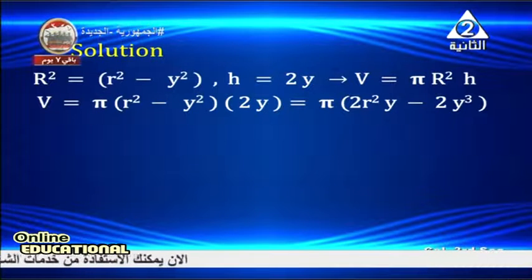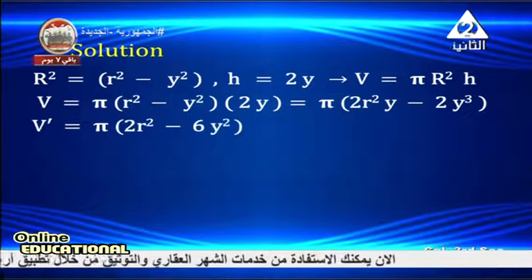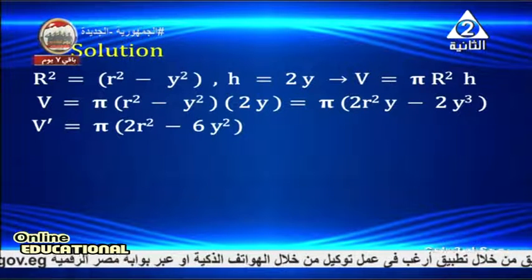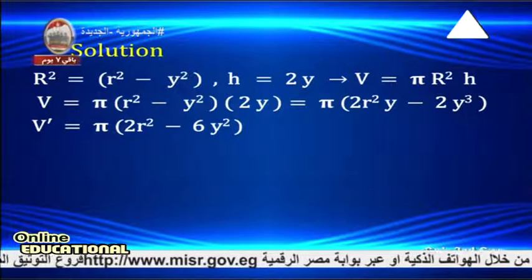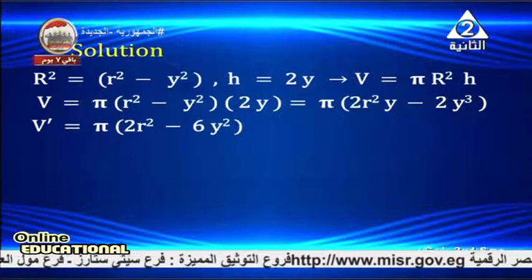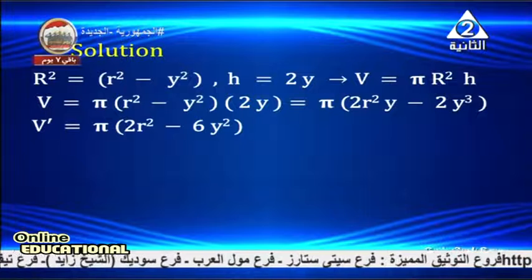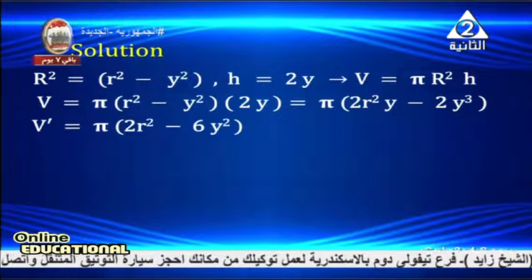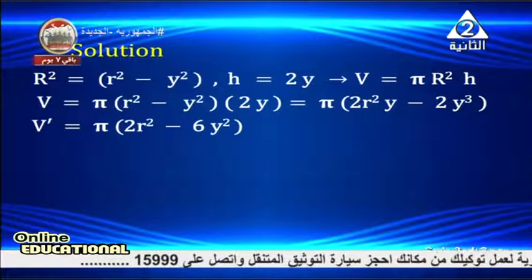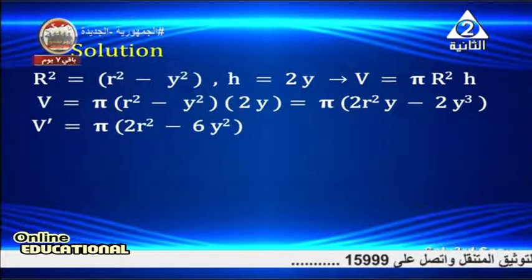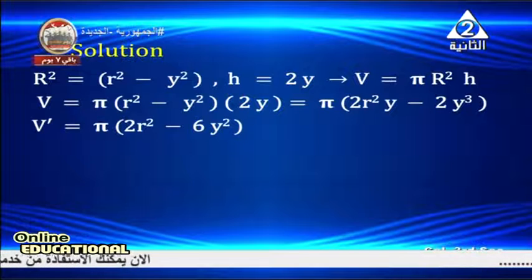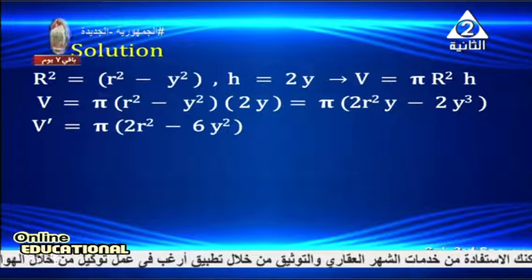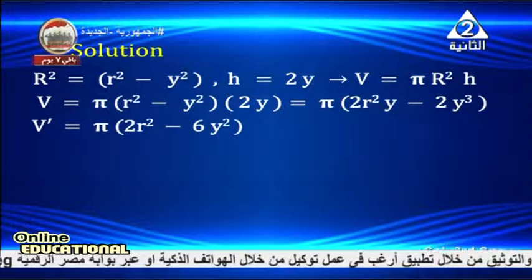The first derivative of the volume, V dash, equals pi, the constant, times the brackets the derivative of 2r power 2 y. We know that y is the variable, but r, which is the radius of the sphere, is a constant. Then the derivative of 2r power 2 y equals 2r power 2. And the derivative of negative 2y power 3 is negative 6y to the power 2.